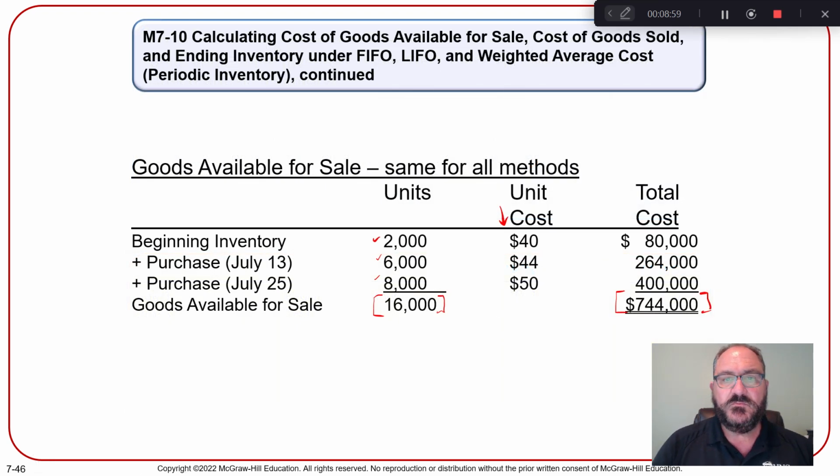So, cost of goods available for sale, it's the same for all the methods, right? So, available for sale right here is 16. We had 2,000 units, then we had a purchase of 6, then we had a purchase of 8. There's our unit cost for each of these. And so there's our total. This is the cost of goods available for sale. Now the question really is, which units are we selling?